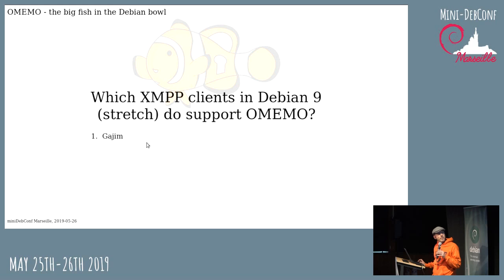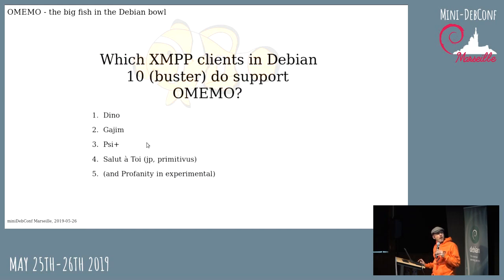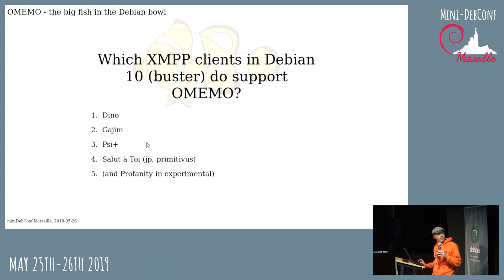In Debian 9, we have exactly one client supporting OMEMO, which is Gajim. Nice, but not everybody wants to use Gajim. It's a little bit more technical. And fortunately, in Debian 10, there are more clients to choose from.